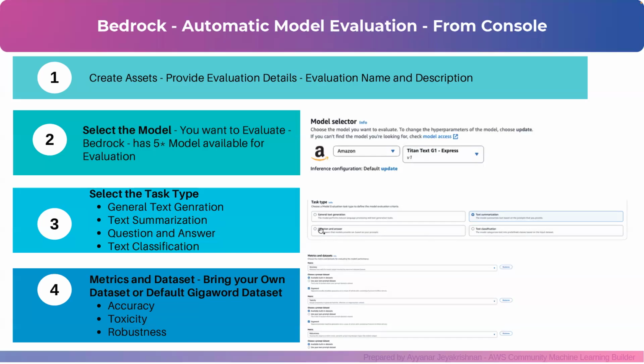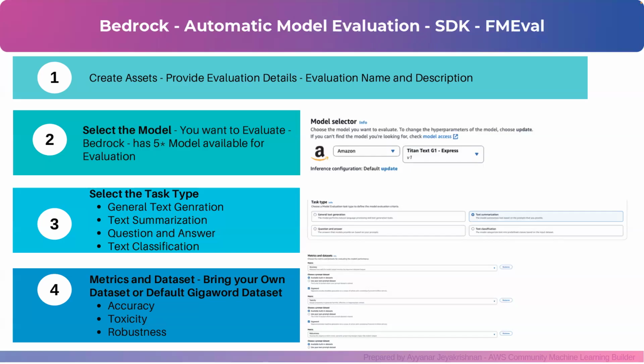Then I selected the task type, then the metrics. So here we have the metrics of accuracy, toxicity, and robustness. These are the 3 metrics we have. Here we have an option. Automatically, if you give the default, it will use the default data set. But if you are summarizing and you have your own data sets, you can bring your own data sets and keep them in history and evaluate against your own data set also.